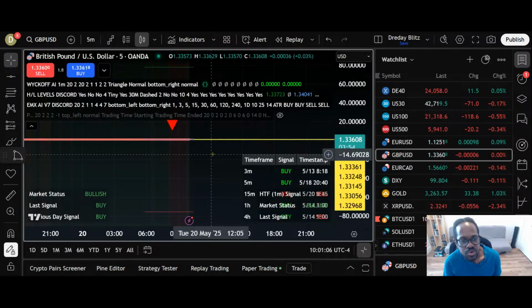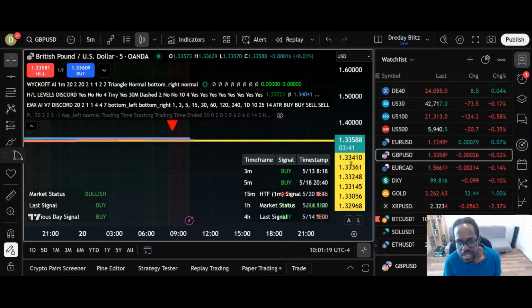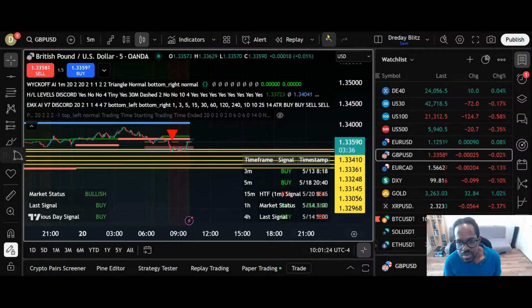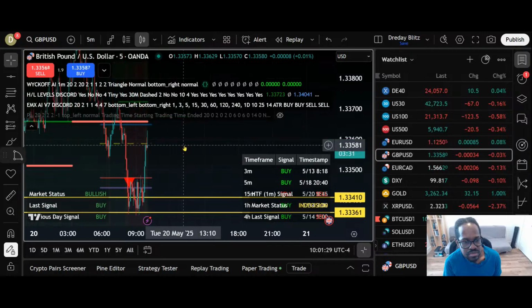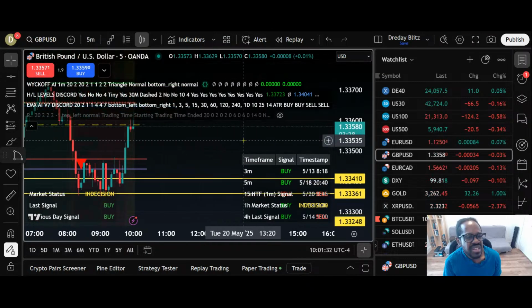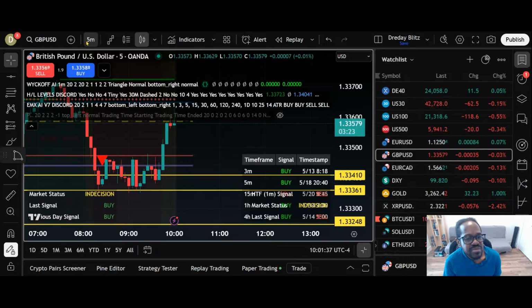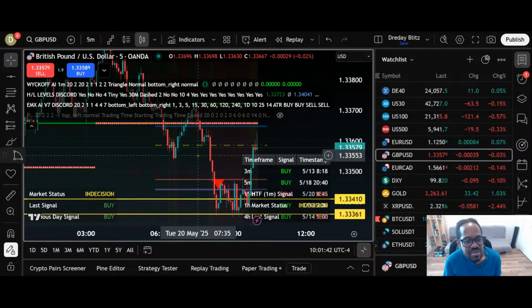because I was waiting for a decision on DXY to see exactly if we have a continuation in the upside, because there was some consolidation, but it didn't break it, so it started to go down. So that's why right now that sell is basically done.